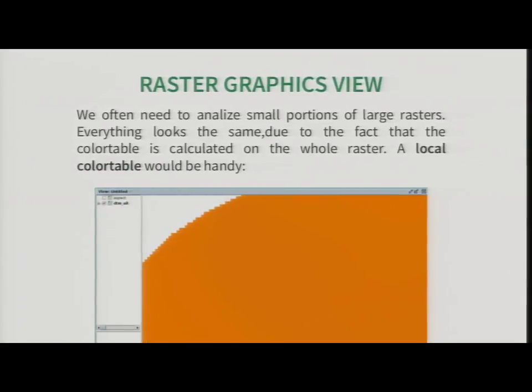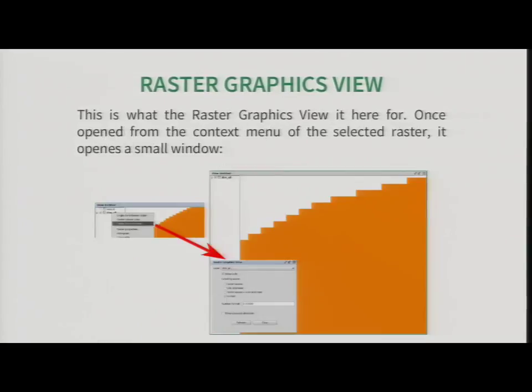Another tool we had was to solve the problem that sometimes you have to analyze a small portion of a big map. And this is what it is. You look at it and say, okay, it's all the same, right? But it's not. The problem is that huge maps create huge color tables interpolated on the big map, so small parts will look the same. We kind of need a local color table.